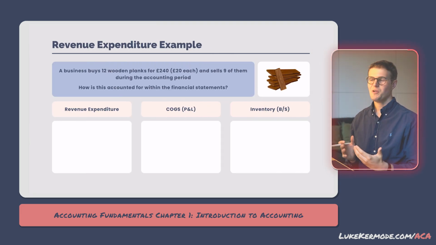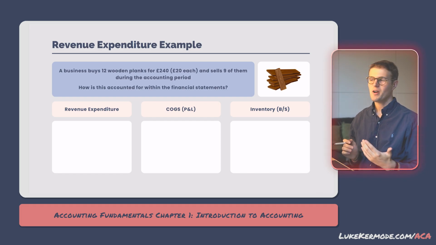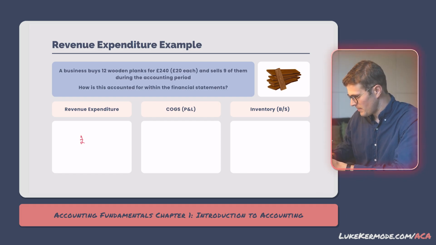So let's bring revenue expenditure to life with a practical example. Imagine a business buys 12 wooden planks, paying £240 in total. That's £20 per plank, 12 planks.